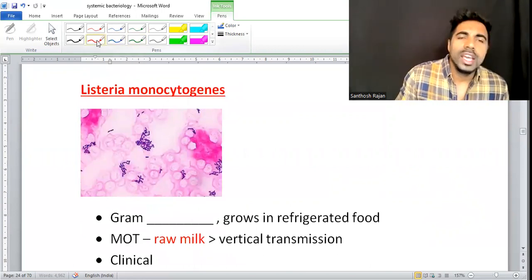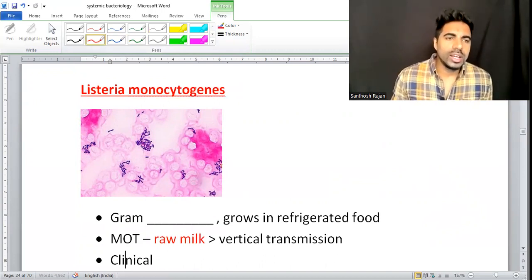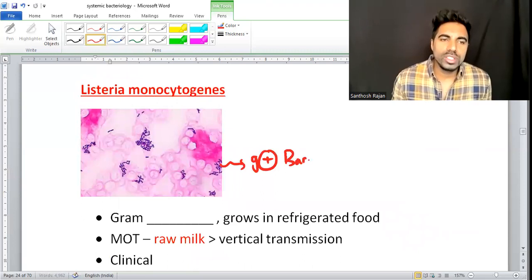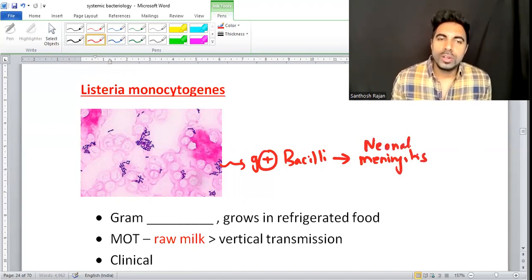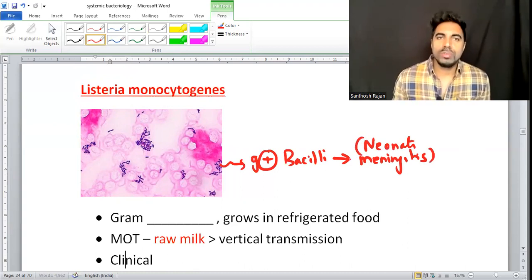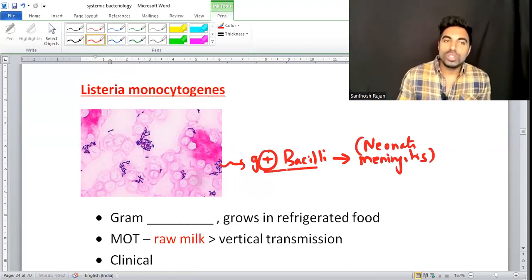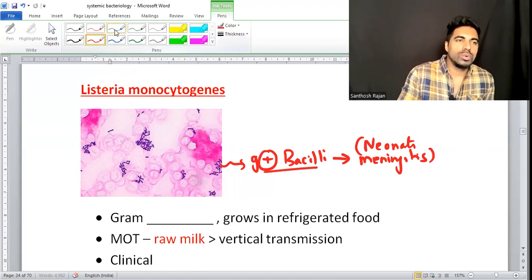Because this is the only gram positive bacilli that causes meningitis, especially in neonates. If you remember, it's one of the common causes of meningitis in neonates, but it's gram positive. That's the most important point here you have to remember. You understand it, right?